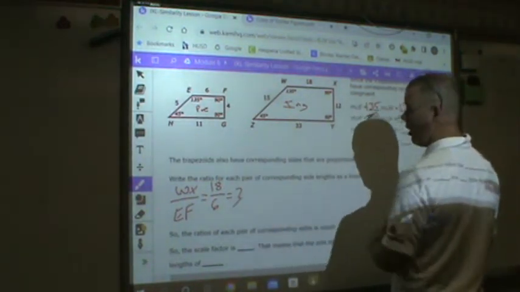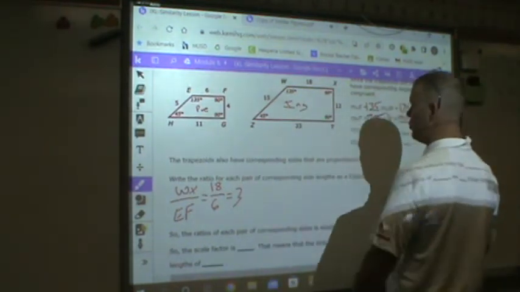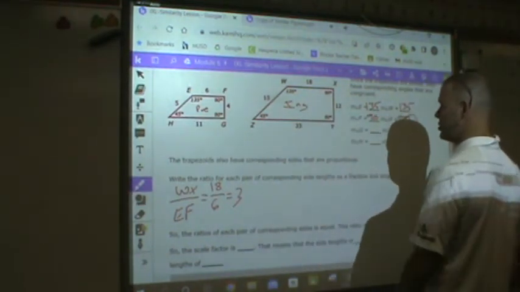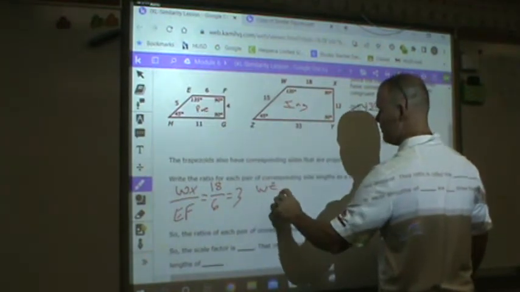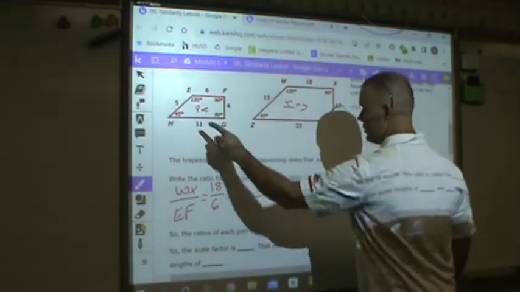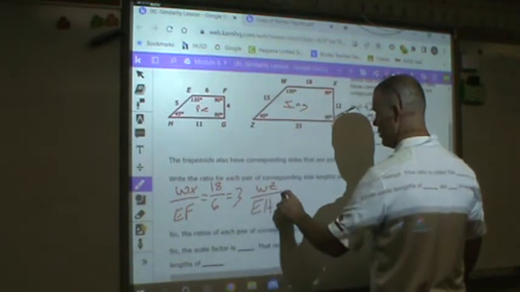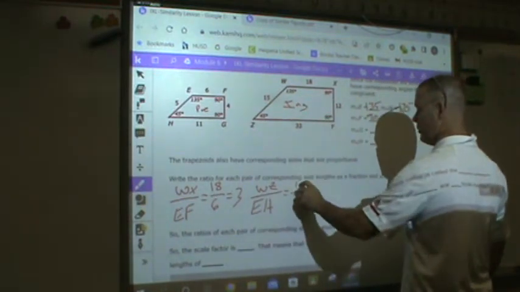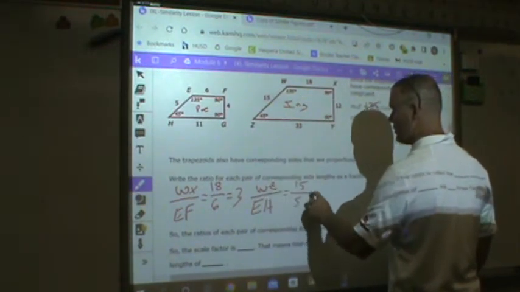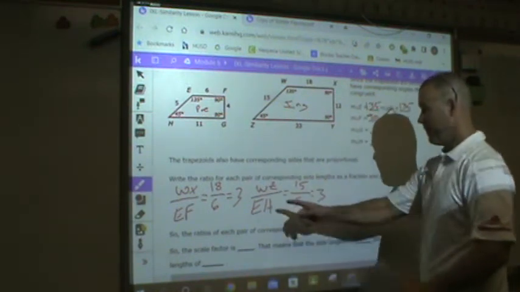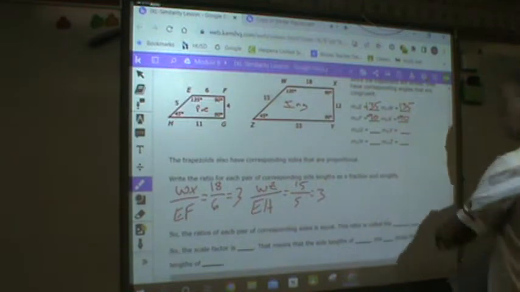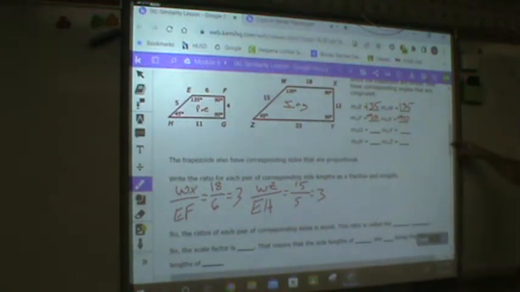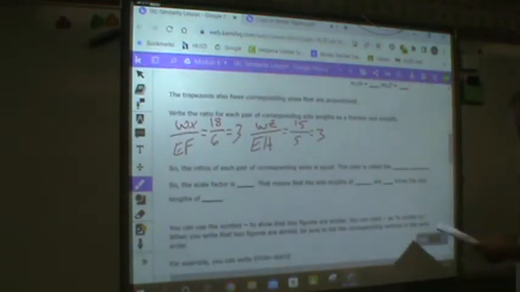We'll do one of the other 4. You will do 2 of the 4 by yourself. So let's just compare again. Let's go left side to left side. WZ to EH. And you should be following along with this. Now I can do it numerically. 15 over 5, which is 3. Makes sense. My scale factor is 3. They should all have the same ratio. You have 2 other ones to do. Pause and do the other 2. I'm going to be looking for all 4.